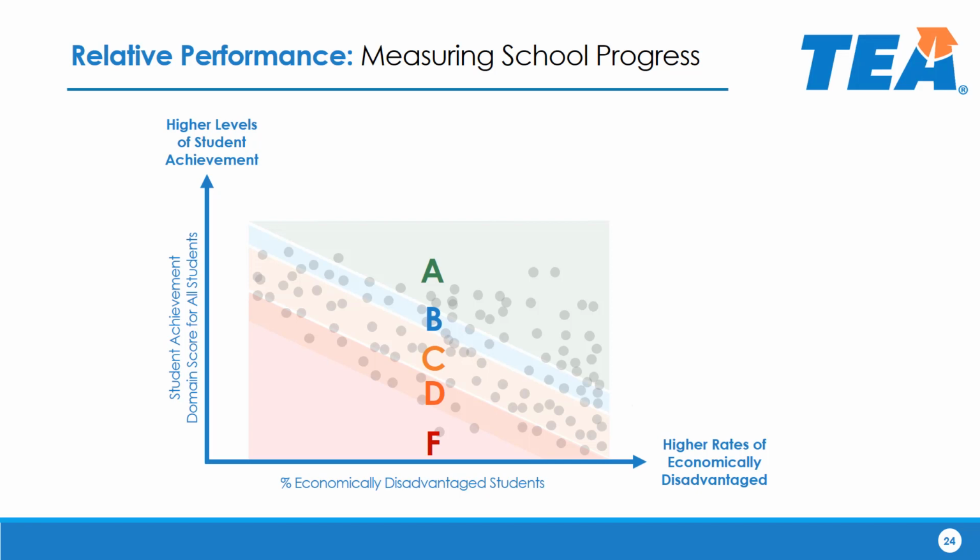But research has shown that the one characteristic that matters more than any other is the percentage of economically disadvantaged students. So we're going to fix a distribution for the 2017-18 school year, setting the cut points using data from the 2016-17 accountability. Then we'll hold those cut points static for up to 5 years.